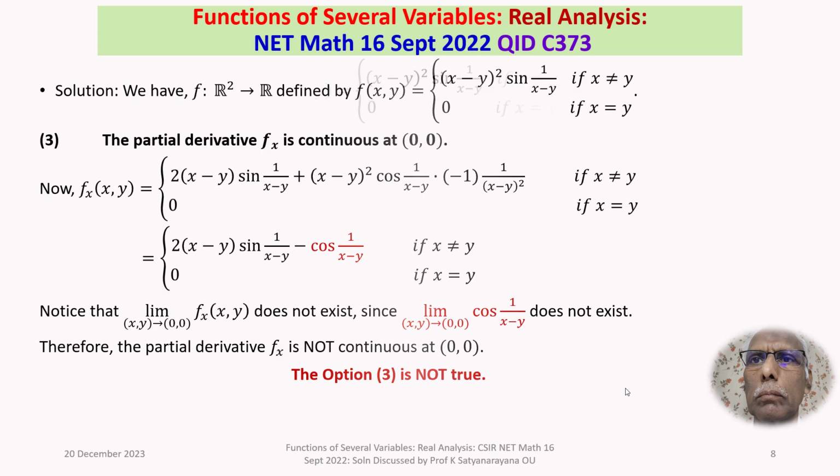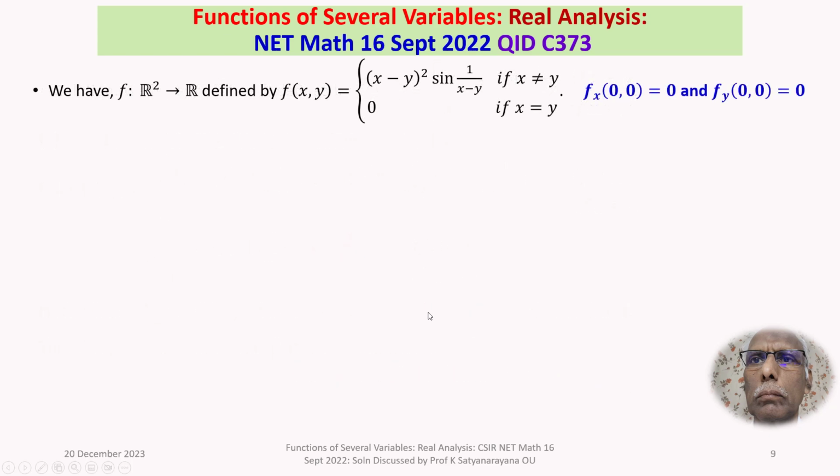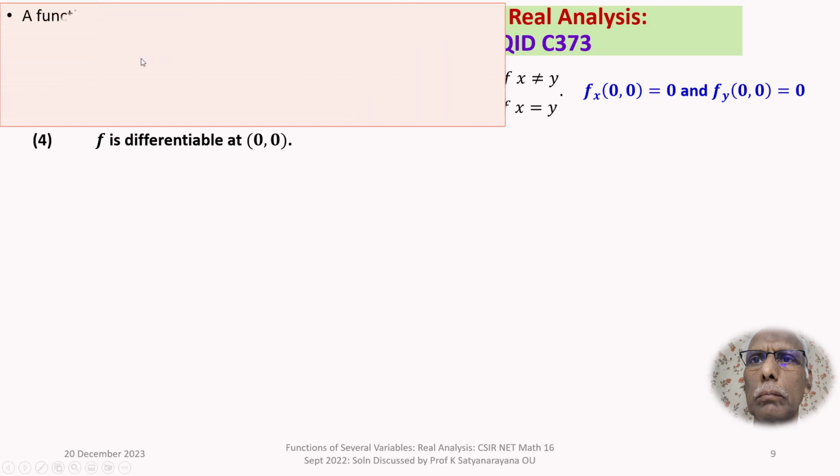We continue for the fourth one. The fourth option is: f is differentiable at 0, 0. And we have already computed the first order partial derivatives of f with respect to x and y at 0, 0, and both are 0. So, let's now recall the definition of differentiability.